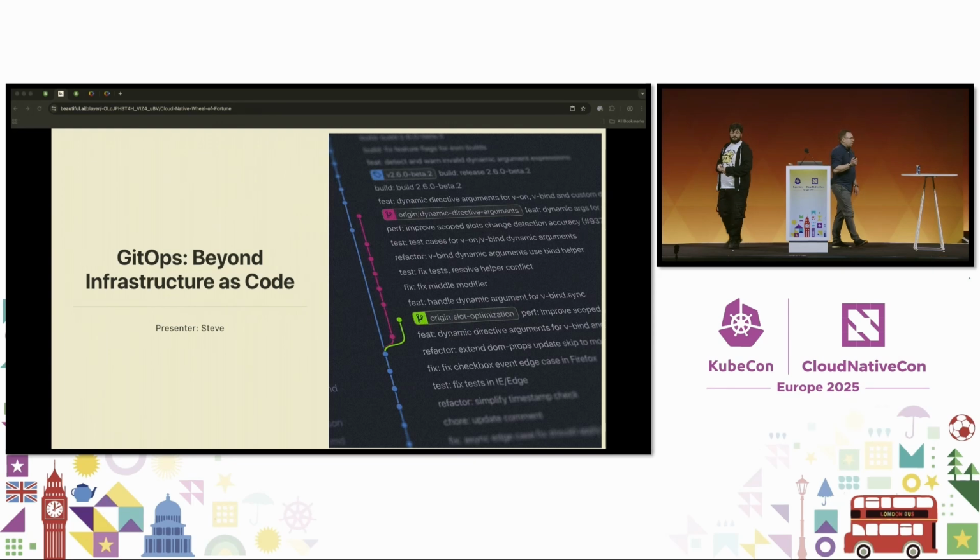Cool, so the next topic is GitOps, right? And probably people that are familiar with me know that I kind of rave on about this thing constantly. The Flux person. No, that's Stefan.